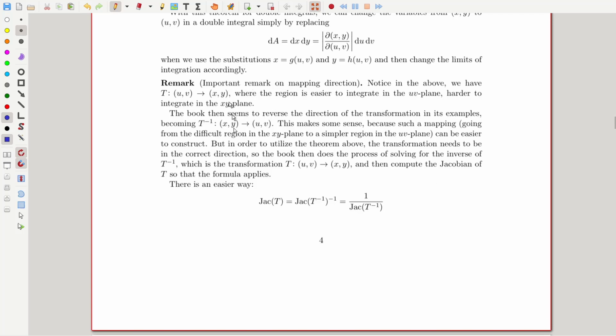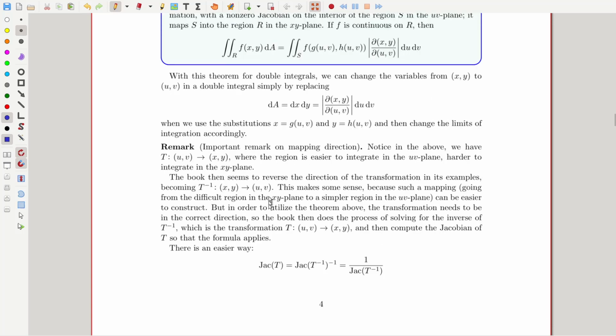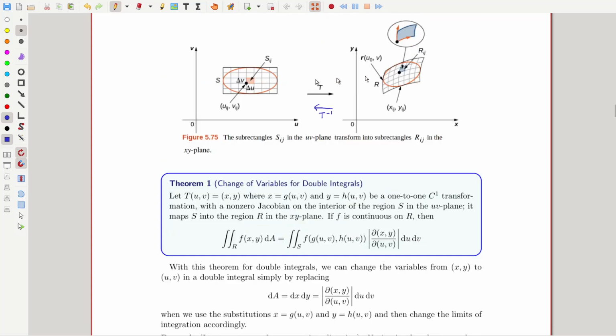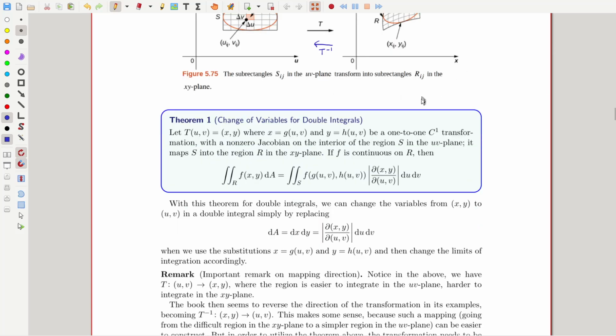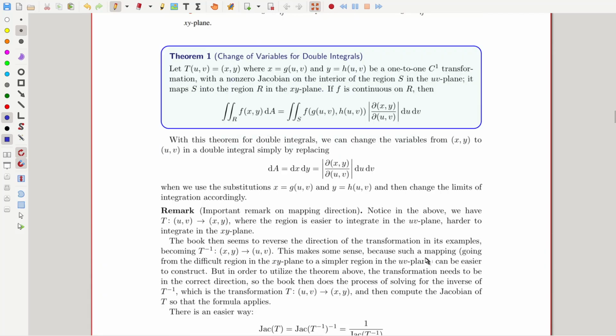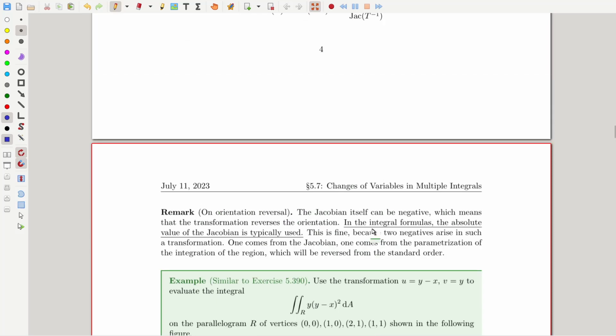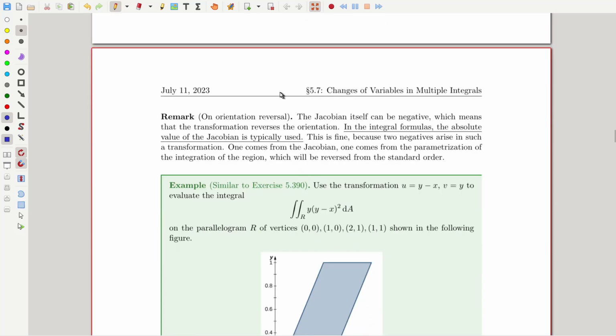This mapping direction is important to pay attention to, whether you're working with T or T inverse, right? Whether you're mapping from nice space to complicated space or the other way. What you want is the mapping from UV to XY, nice to complicated, instead of the other way. So, okay, and then there's another comment.